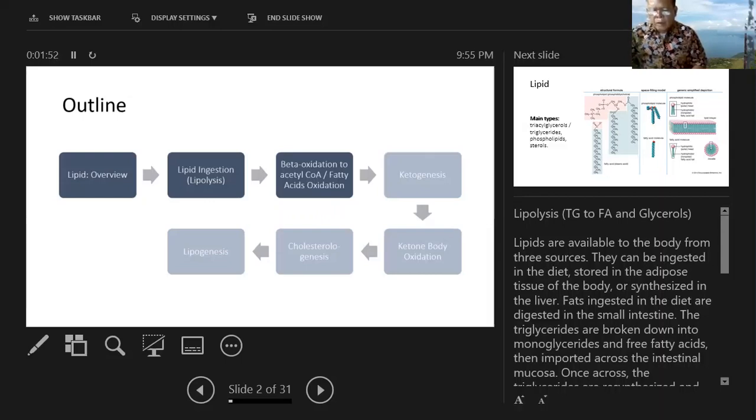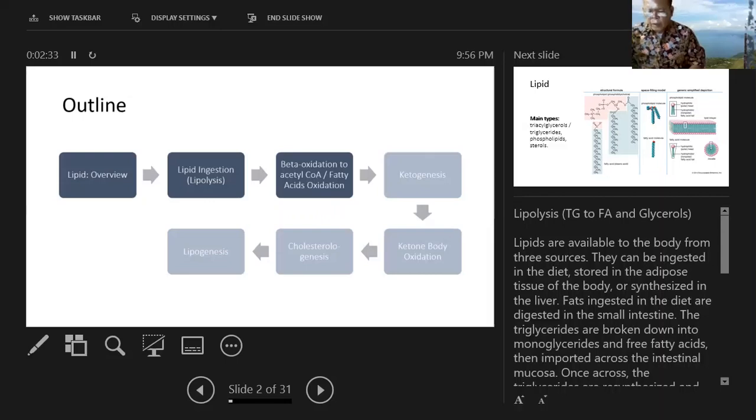Fat ingested in the diet is digested in the small intestine. The triglycerides are broken down into monoglycerides and free fatty acids, then imported across the intestinal mucosa. Once across, the triglycerides are synthesized and transported to the liver or adipose tissue. Fatty acids are oxidized through fatty acid or beta oxidation into two-carbon acetyl CoA molecules, which can then enter the Krebs cycle to generate ATP.